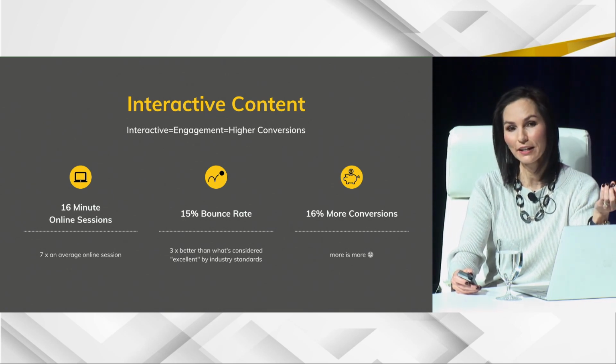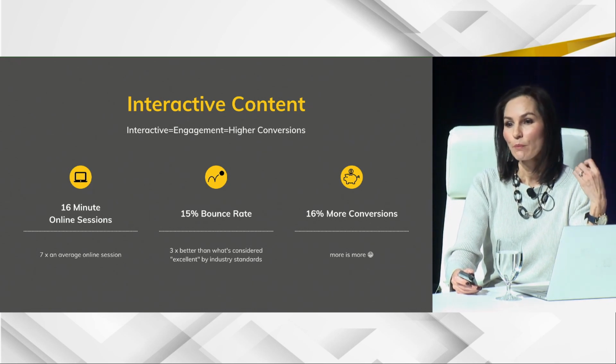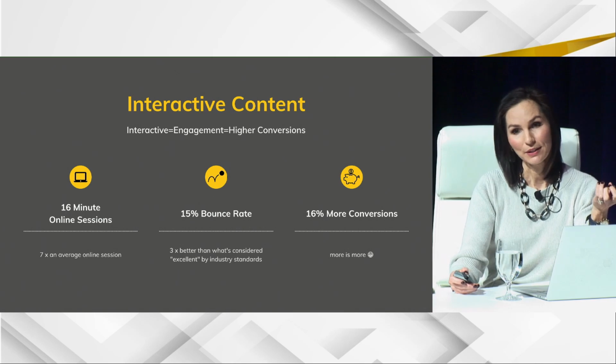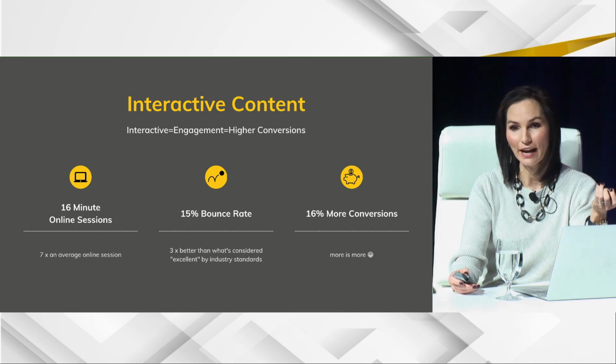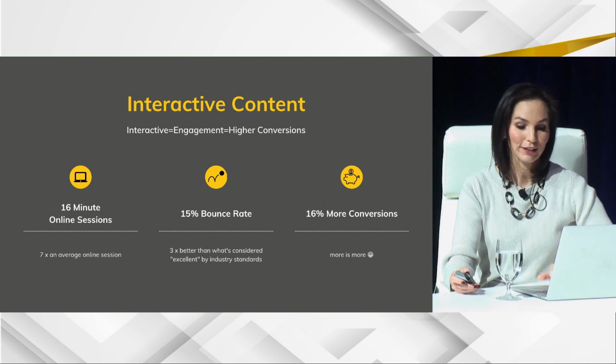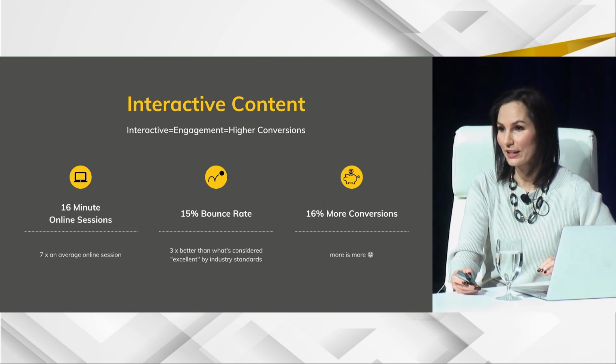So we see that on average, when you provide interactivity, the average session lasts about 16 minutes online, which is 7 times the industry average. So that's huge. So if you can keep them interacting, if you can keep them engaged, they're going to spend more time on your website, and that's a goal. We also see lower bounce rates and more conversion.